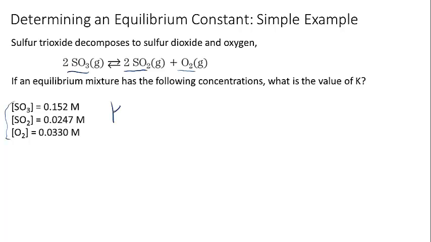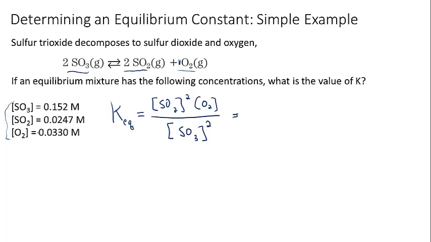So the first step is to write the equilibrium expression, KEQ, the equilibrium constant. It's going to equal the concentrations of the products raised to their stoichiometric powers. So it's SO2 concentration squared, times the oxygen concentration raised to the first power, because there's just a 1 there, over the reactant concentration, the SO3 concentration squared. And because we know all these concentrations, we just plug those in.